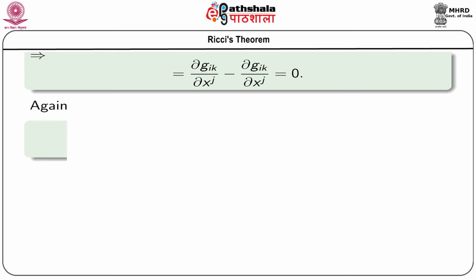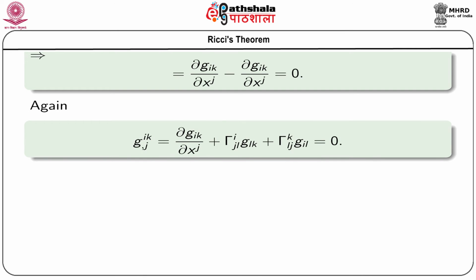Again, for g^{ik}, g^{ik}_{,j} = ∂g^{ik}/∂x^j + Γ^i_{jl} g^{lk} + Γ^k_{lj} g^{il}, and again by using the properties of Christoffel symbol, this is coming to 0.